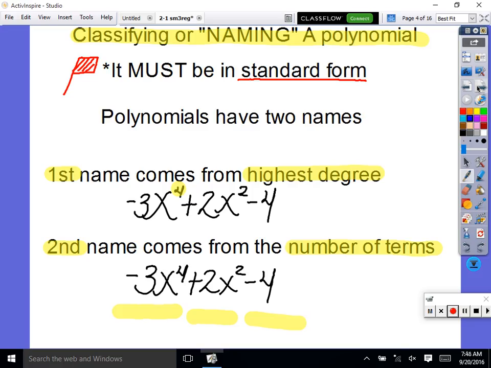And your second name comes from the number of terms. So in this same polynomial here, we have 1, 2, 3 terms. So its second name would come from the fact that it has 3 terms. So we would name it by degree and then by number of terms. Questions on that?